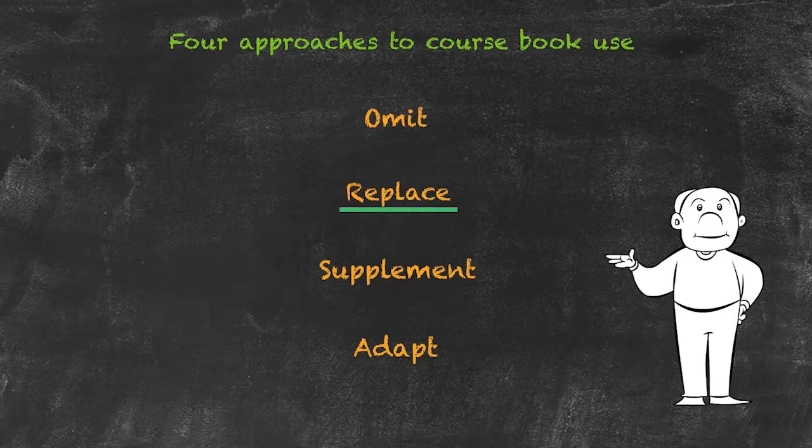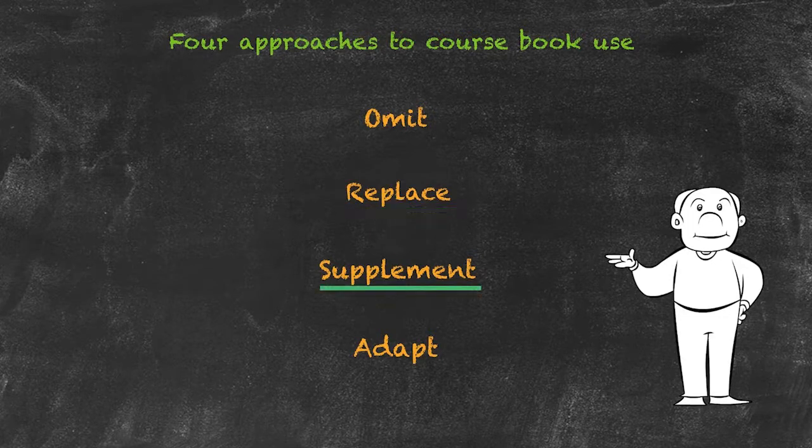We can replace material within the book with what we think is more suitable material. We can supplement additional material into what's already given in the book. So in areas where we think our students need more help, we can add additional material as appropriate. And we can adapt. So sometimes we would perhaps like to use our own style of materials based on the information that's given in the course book rather than the course book materials themselves.